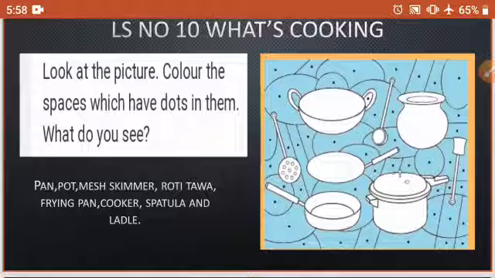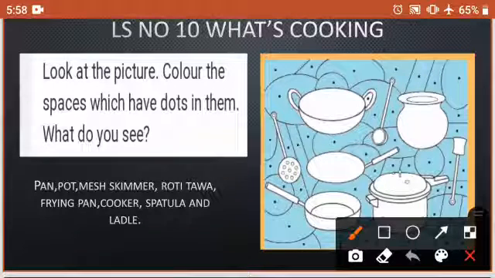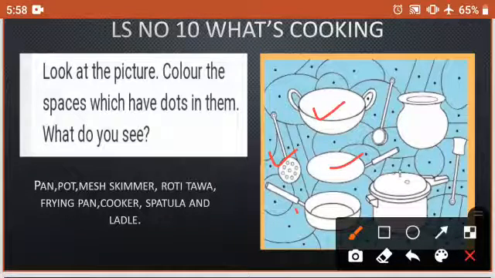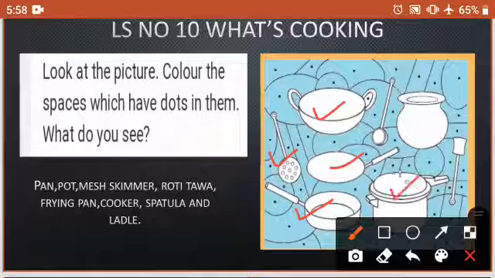So, which are the different types of utensils we can see? We can see a pan, mess skimmer, roti tawa, frying pan. You can see cooker. You can see a spatula. You can see a pot and ladle. So these are the different things which we can see in the picture. These are utensils which are necessary for cooking food.